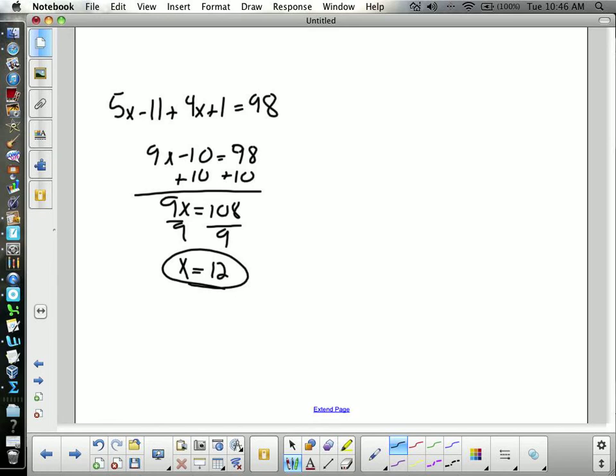All right, number 15. Find the value of x. Again, we have to set up and solve an equation. And honestly, these are still the ones that give people the most hassle.